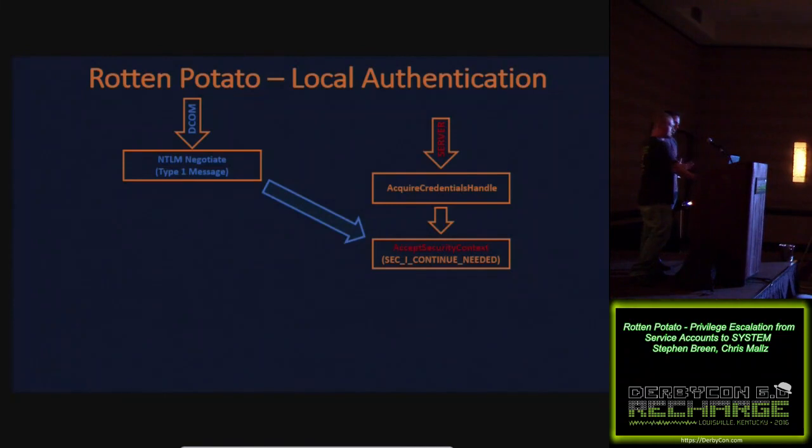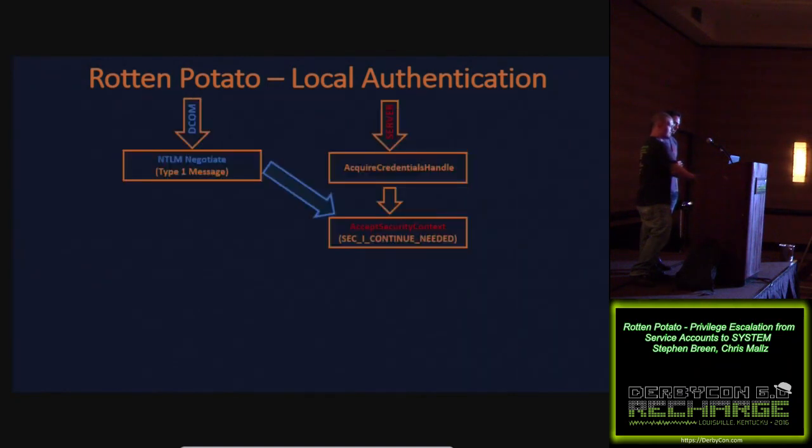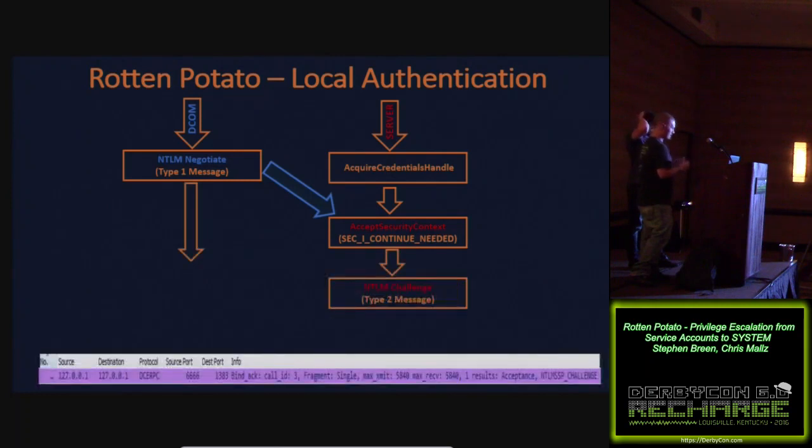This is what the call looks like. It looks kind of complex, but it's not really, honestly. So once you get that, you actually get out the second hash, the NTLM challenge, and we take that, and the RPC had already responded to our proxy, so we just rip out that challenge and we replace it with our own.